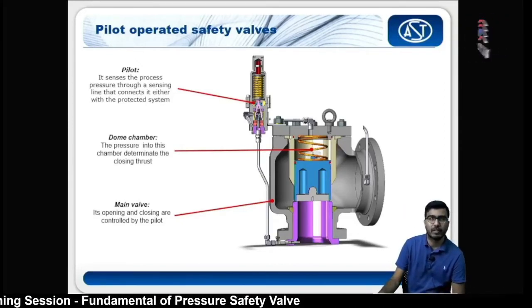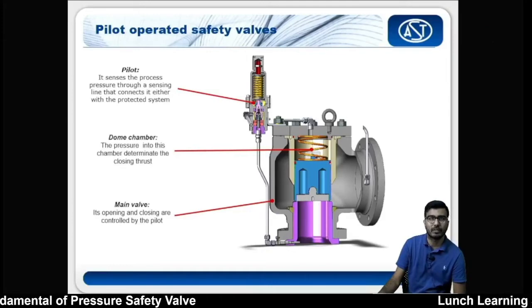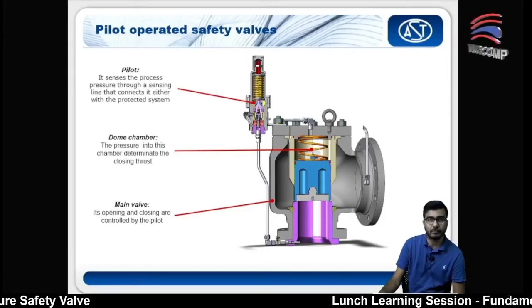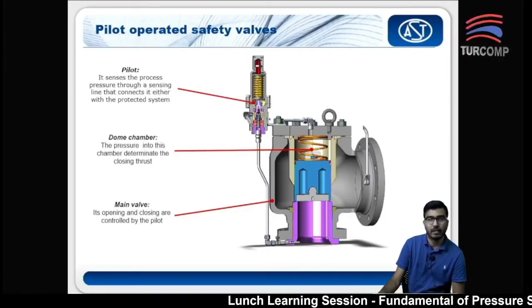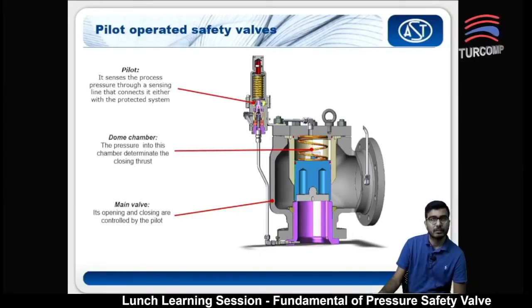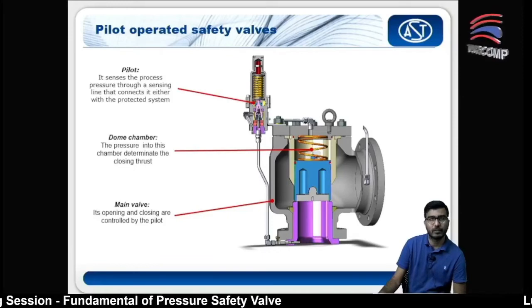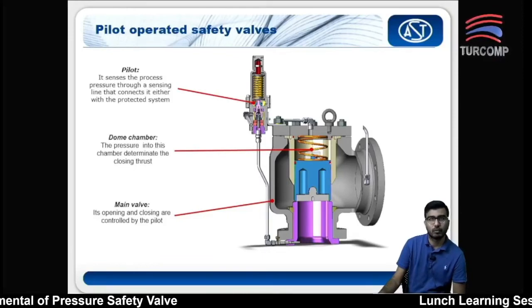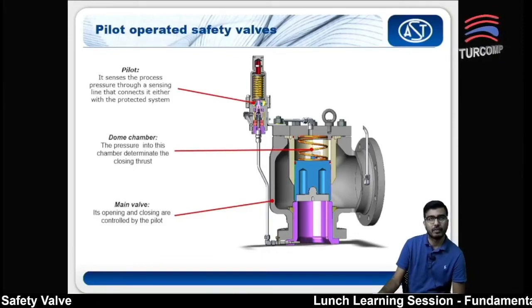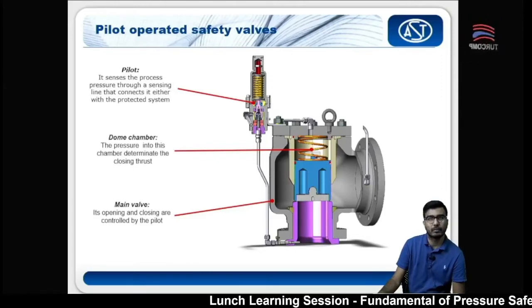It will sense the process pressure through the sensing line, which is down here. This is the sensing line. So this pressure will rise up, and you will set your pressure here. This set pressure will actually move this dome chamber up. So when this is open, this will also rise.